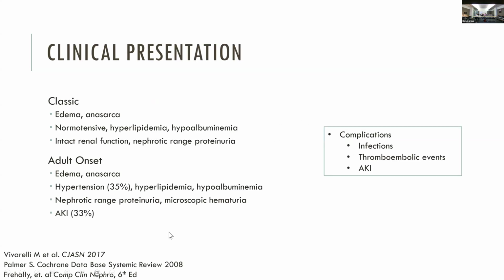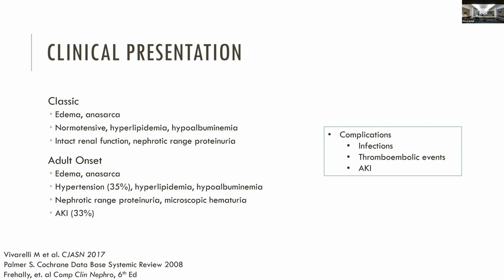Okay, so clinically, we know how these people present. They show up with all of a sudden acute onset edema and anasarca. They can be normotensive, especially in children or in the classic presentation. They can have hyperlipidemia, hypoalbuminemia, intact renal function, and nephrotic range proteinuria. Adults tend to have a little bit more hypertension and hyperlipidemia. They have a higher risk of AKI. 33% of them will often have AKIs.